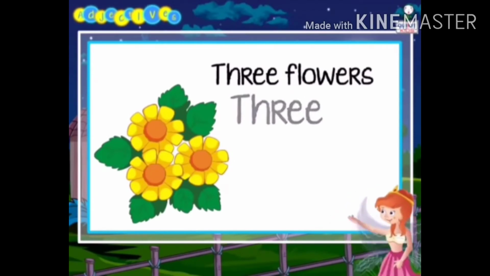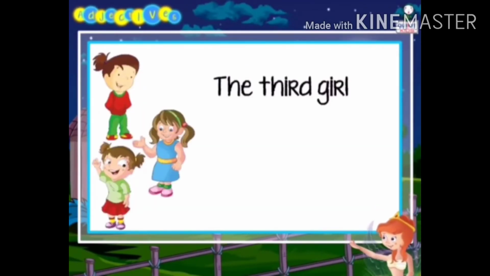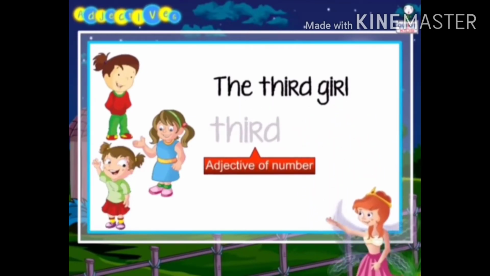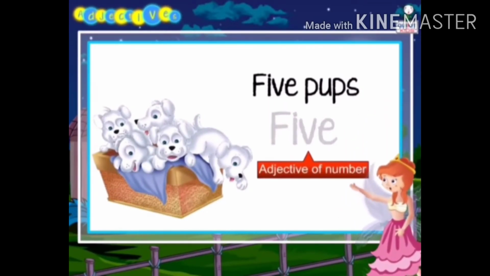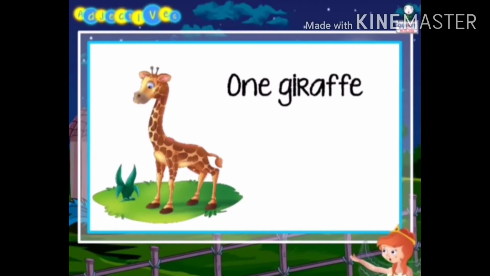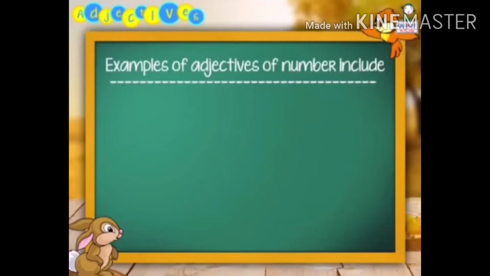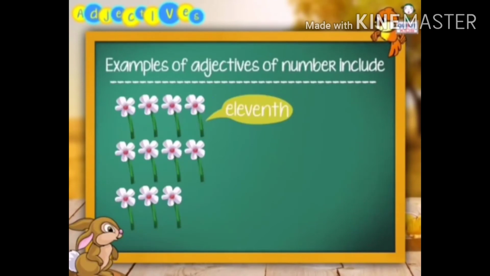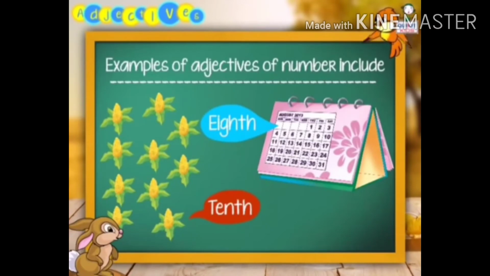3 is adjective of number. The third girl. Third is adjective of number. 5 pups. 5 is adjective of number. 1 giraffe. 1 is adjective of number. Examples of adjectives of number include 1, 3rd, 11th, 5, 10th, 8th, and the likes.